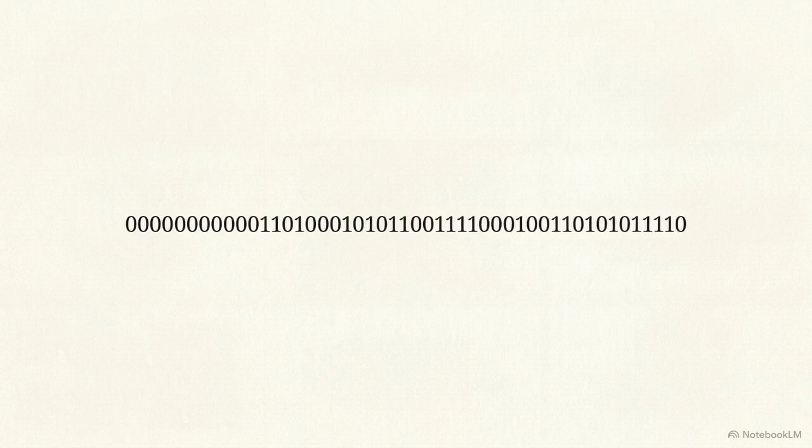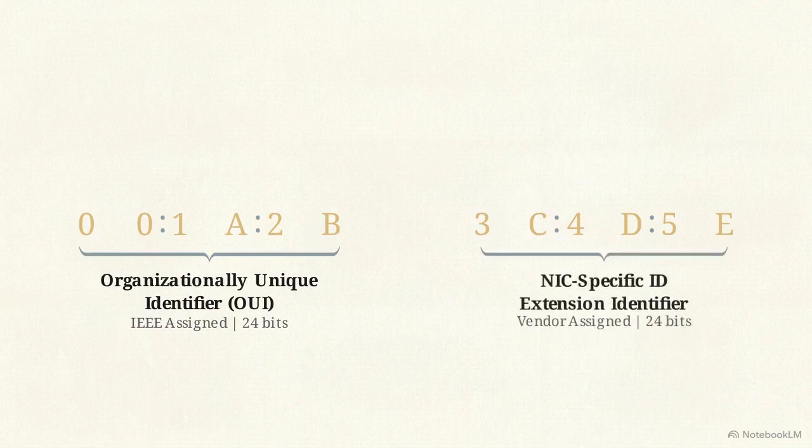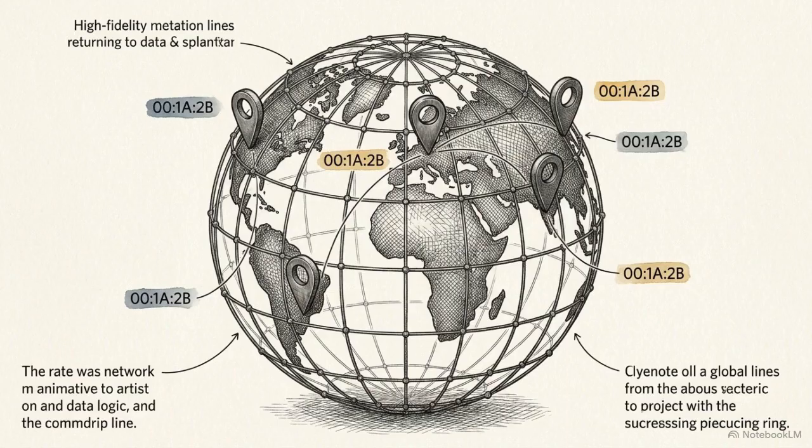The MAC address is a 48-bit binary sequence, formatted as 6 hexadecimal pairs. To prevent local collisions, every address must be globally unique. The address is bifurcated. The first 24 bits form the Organizationally Unique Identifier. The final 24 bits serve as the NIC-specific extension. The IEEE centrally governs these OUIs. By assigning specific address blocks to hardware manufacturers, the OUI functions like a global area code, while the vendor manages the specific extension IDs for each unit they produce.